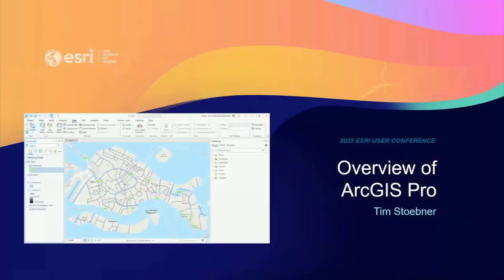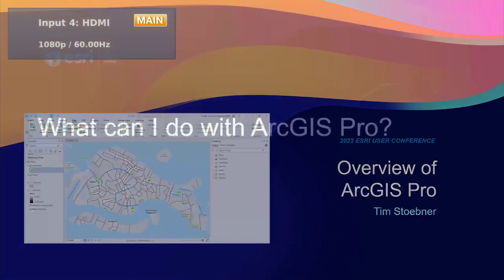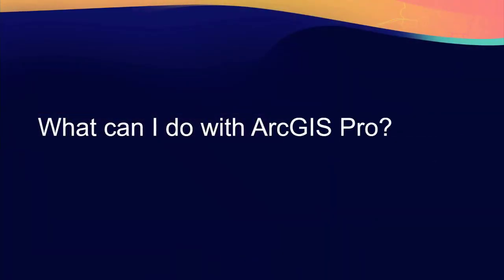All right, thanks, Tim. So what can you do with ArcGIS Pro? So within ArcGIS Pro, you can conduct analysis both with your vector data, your points, lines, and polygons, as well as your raster data, such as some types of satellite imagery.